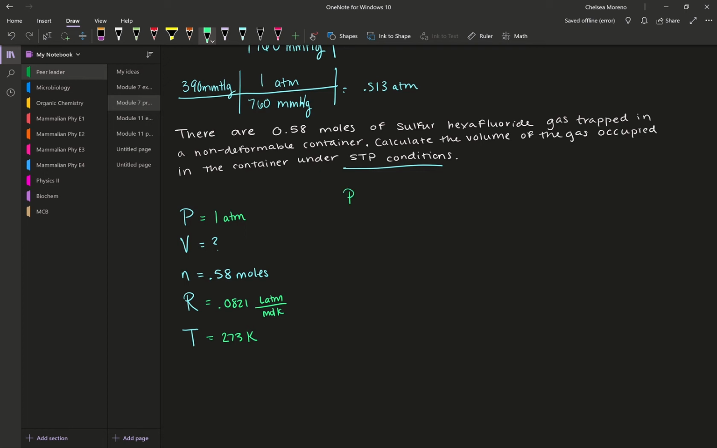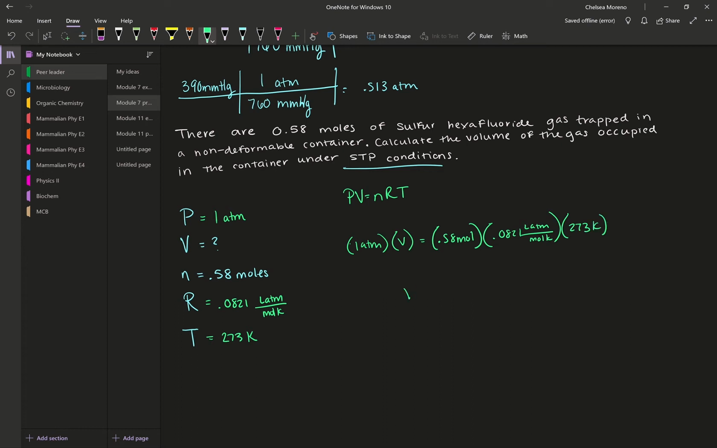Well, that would mean we have PV equals nRT. So I'm just going to plug in my values. I have 1 atmosphere times my volume, which we're trying to find, times 0.58 moles, times my constant, and then times my temperature.